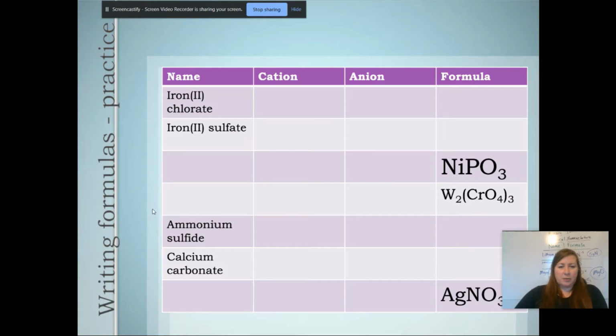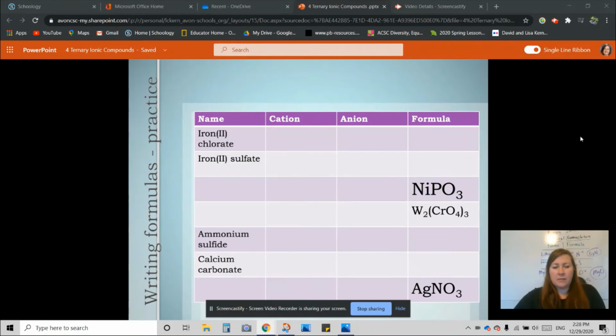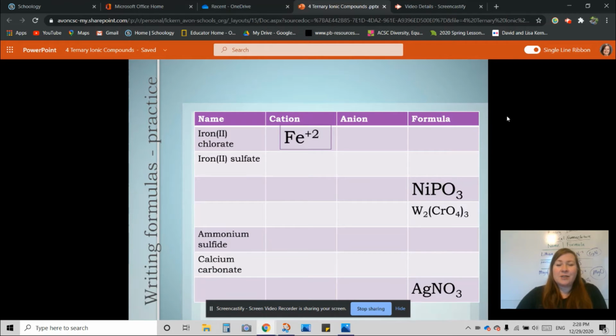So here's some practice problems for using polyatomic ions. They're really no different from using any other ion. In a binary ionic compound, it's pretty much the same. So let's go through some examples and see how we do. Okay, so for our first example, iron 3 chlorate. I'm sorry, that's iron 2 chlorate. So our cation will be the Fe+2 ion, and the anion will be the chlorate ion. So we're going to have to go back to our list and find chlorate again. Why can I not go back to the list? Okay, fine.